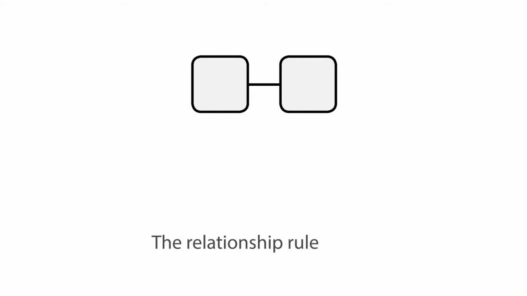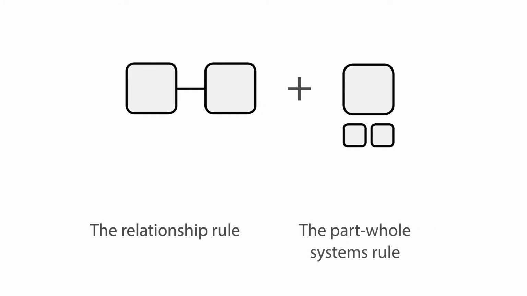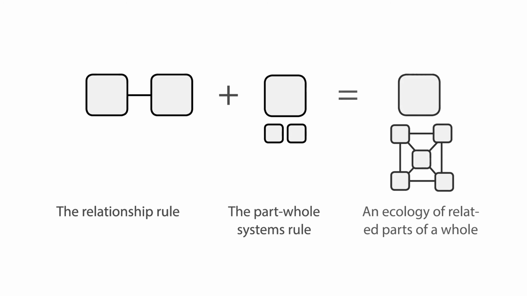Let's do one more. Apply the relationship rule to the parts of a whole, and you can get a system of interrelated parts. This could represent the related parts of a social group, a truck, or an actual ecosystem. Anything that has a bunch of interrelated parts.